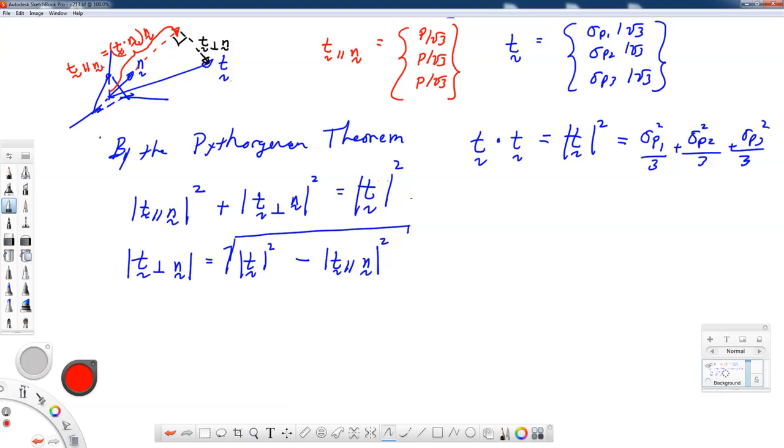Alright, now let's take a look at t parallel to n. If we want the magnitude squared of t parallel to n, what we're going to do is take t dotted with n, that's a scalar, okay, so that'll be that squared, and then we'll have n dotted with n. And we can square that too. N dotted with n is 1, so this magnitude will be equal to 1.